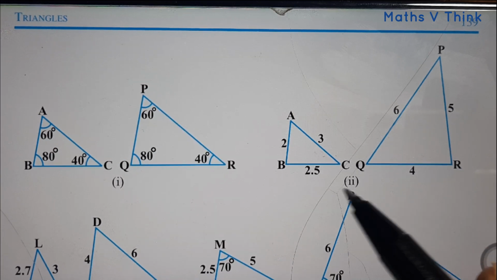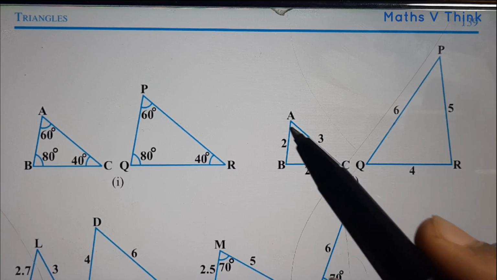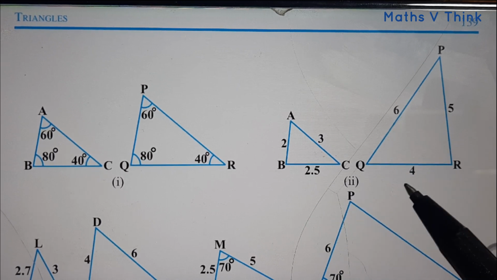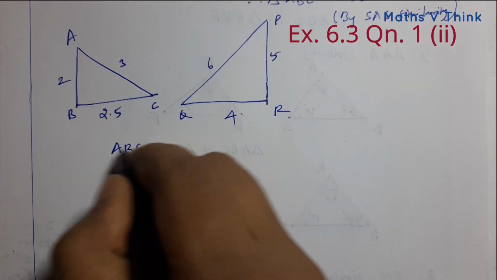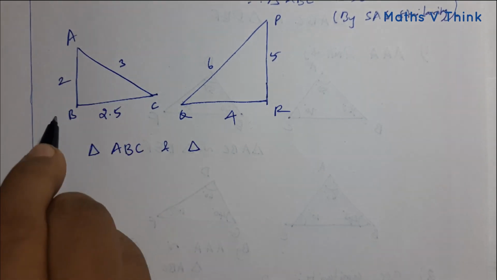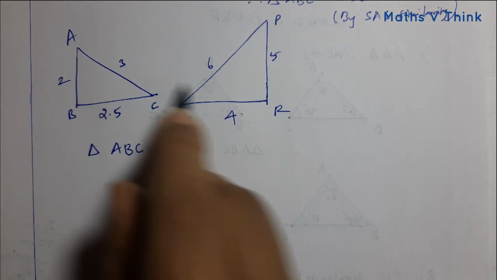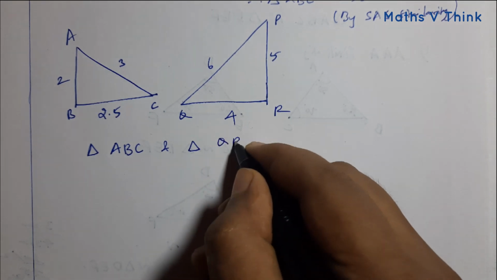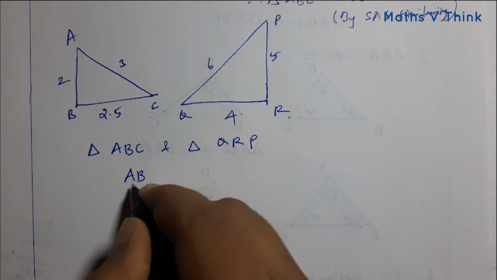Now second subdivision, ABC and PQR. AB they have given us 2, AC is 3, BC is 2.5, same way they gave 6, 5 and 4. Now I'll explain you this one. If I take triangle ABC, here you can see AB is 2 and QR is 4, nothing but it is double. So I will be taking triangle QRP. So I will see whether they are in proportion or not.